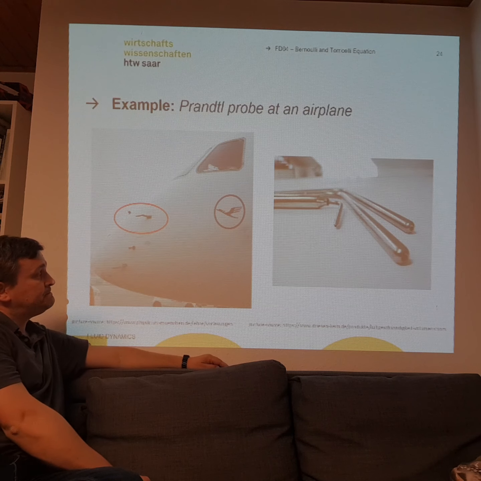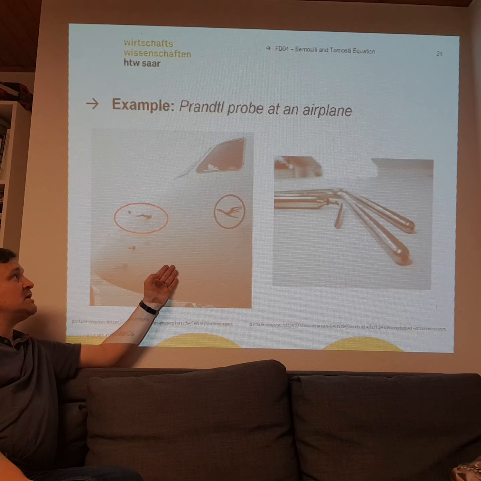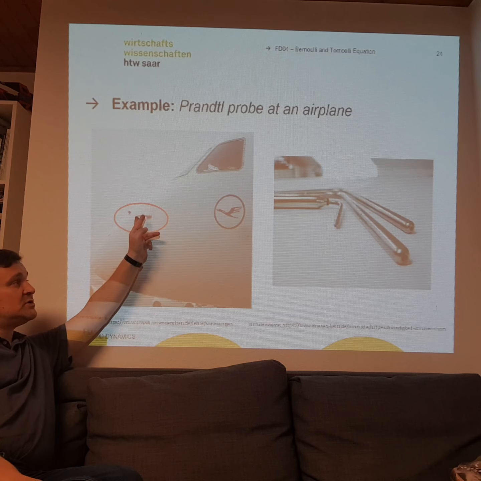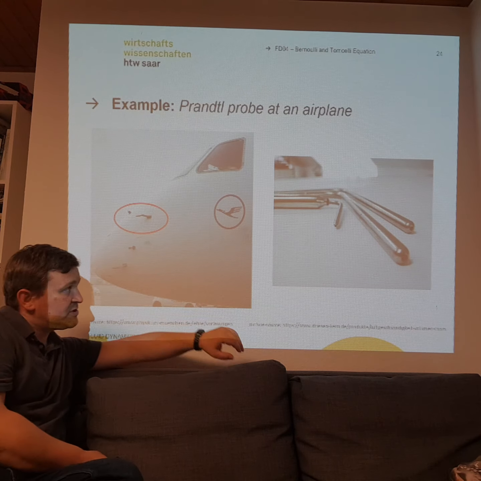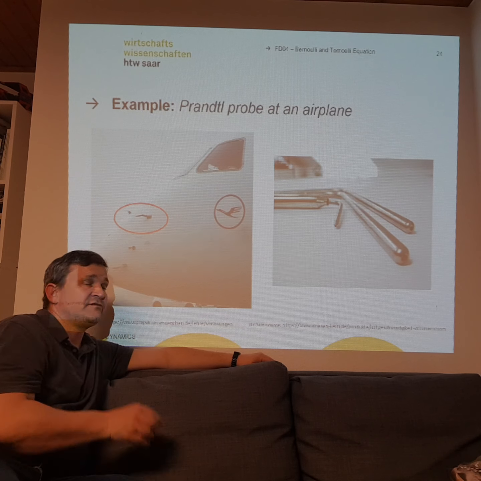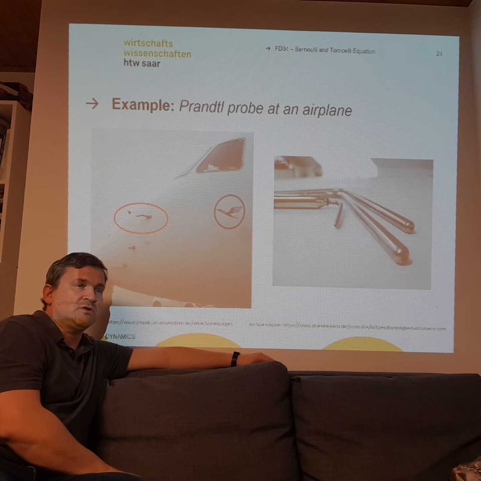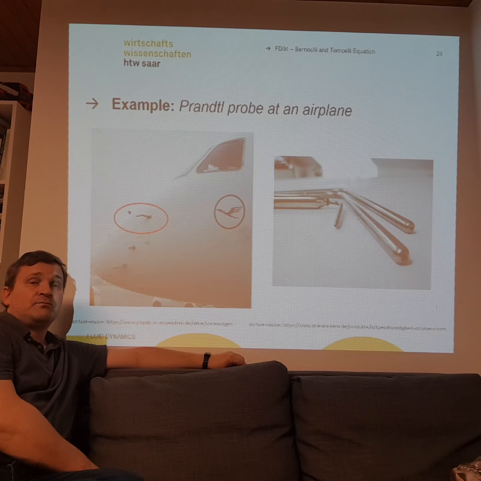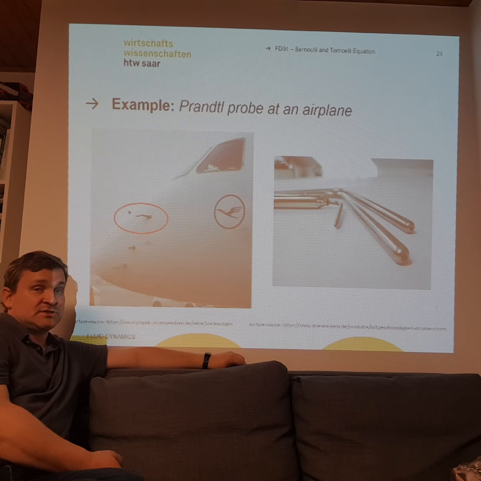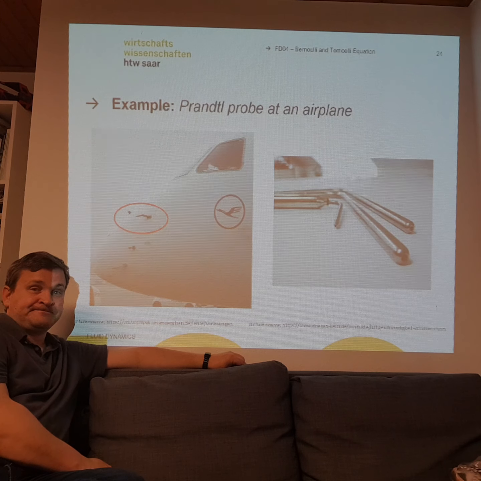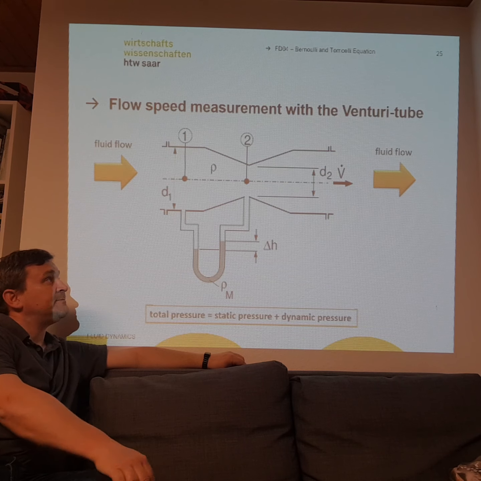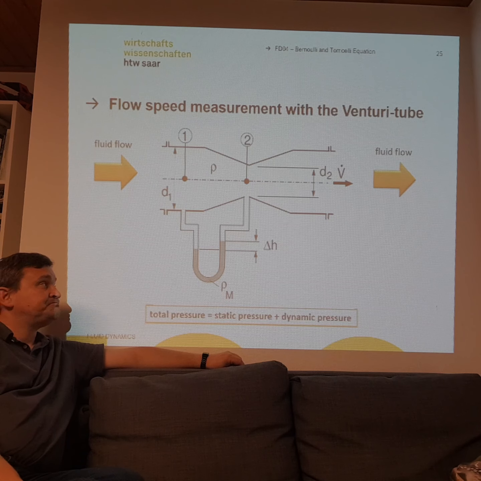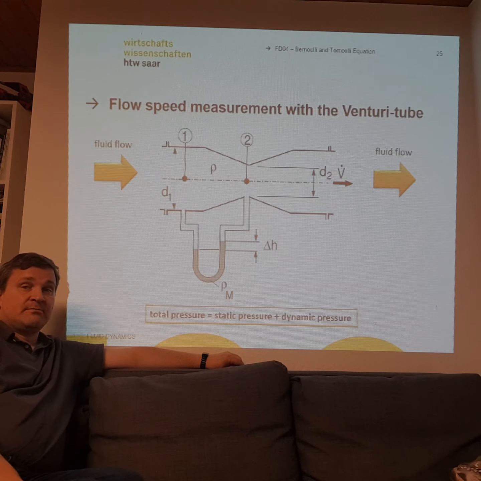Here I have a picture. This is an airplane, and here on the side you have these small tubes. There we have a picture of the tubes. You can have even bigger ones, and these tubes are used for measurement of the fluid velocity around the airplane. Okay, that's another method to measure fluid velocities by pressure drop.